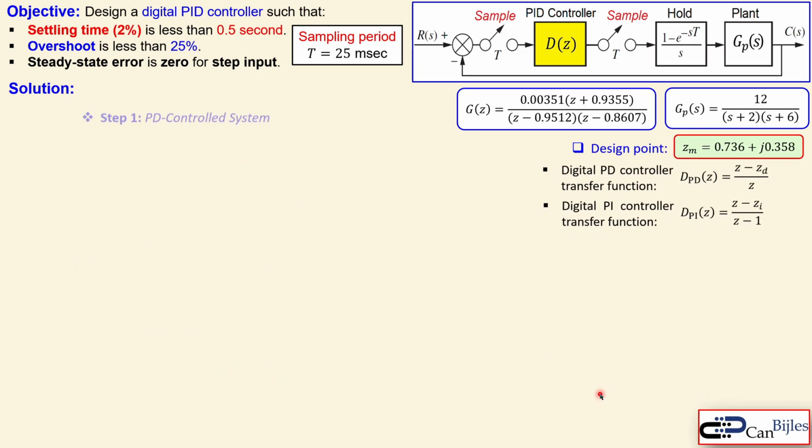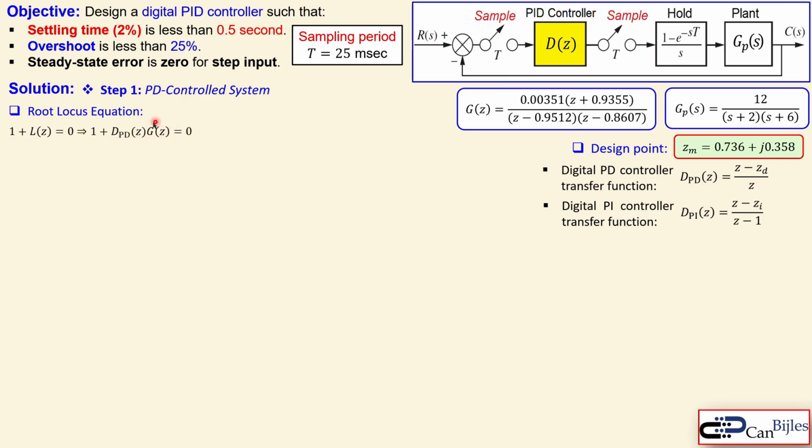So let's continue with our step 1, which is, as said, we assume that this system is now PD controlled, so the integral part will be added in the second step. So the root locus equation, we will use that. That means 1 plus the loop transfer function, assuming that this is a PD controller, is 0. That means the PD only times the transfer function of the plant in the Z domain is 0. Now we know it is only (Z minus ZD) over Z, and the transfer function of the plant is shown here, which is just this. Taken together, we have our expression for the loop transfer function.